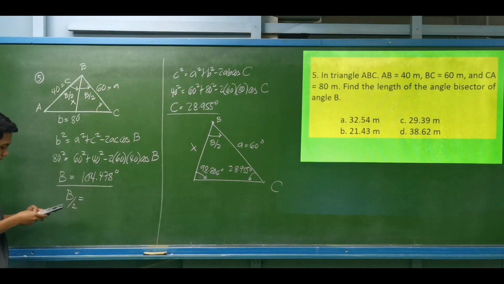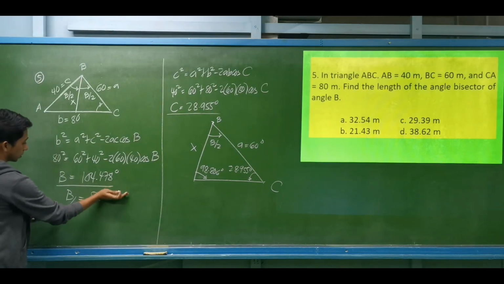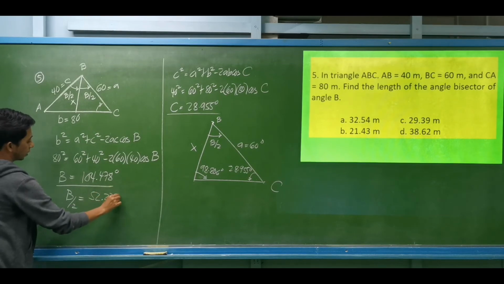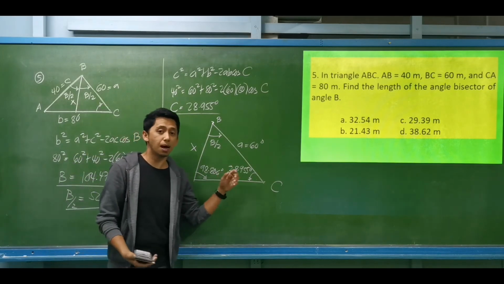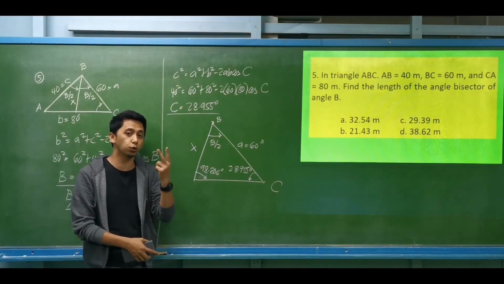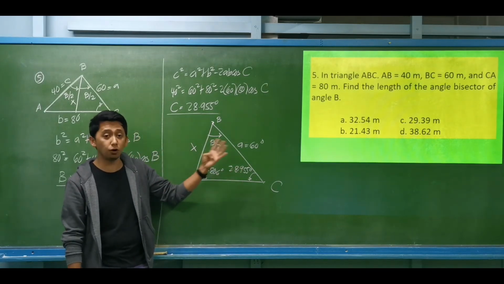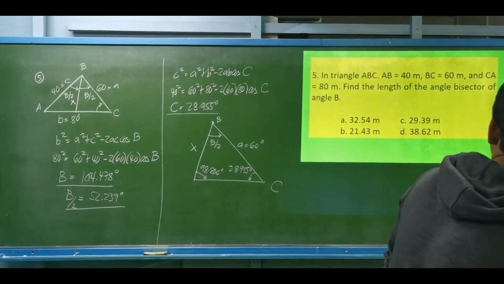Pwede rin natin kunin yung kalahati nito, yung B over 2. Ang kalahati ng 104.478, we have that value as 52.239 degrees. Ayun. Sabi natin sa triangle, makasolve tayo ng ibang part ng isang triangle kung meron tayong at least 3 known parts. So kung mapapansin niyo, we have 4 known parts. So hindi na mahirap mag-compute ng other parts.